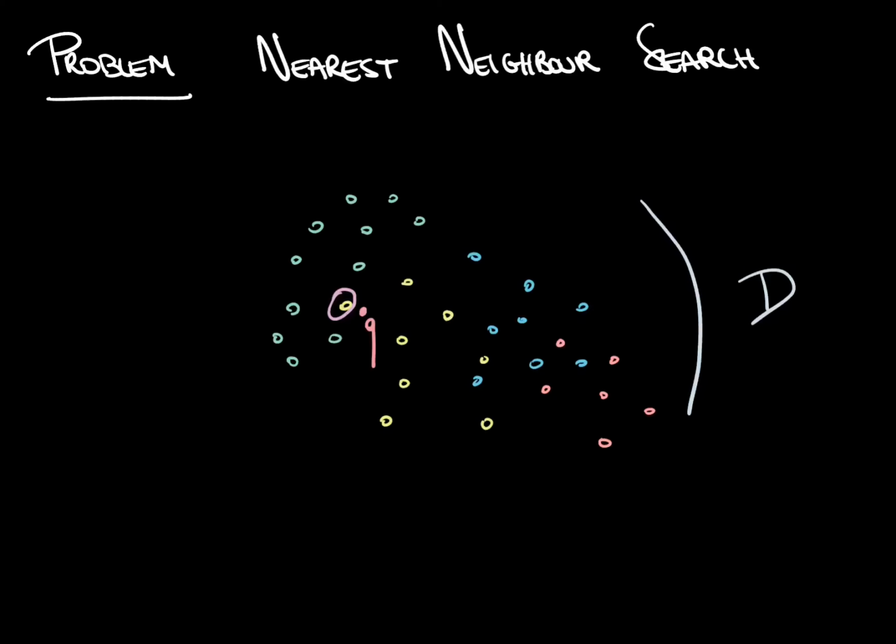There exists a long line of research to design efficient data structures for nearest neighbor search. This is not what we're going to look at. Note that a simple brute force offline algorithm solves nearest neighbor search in linear time.